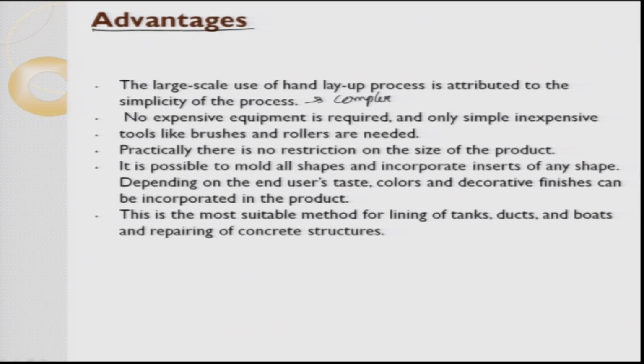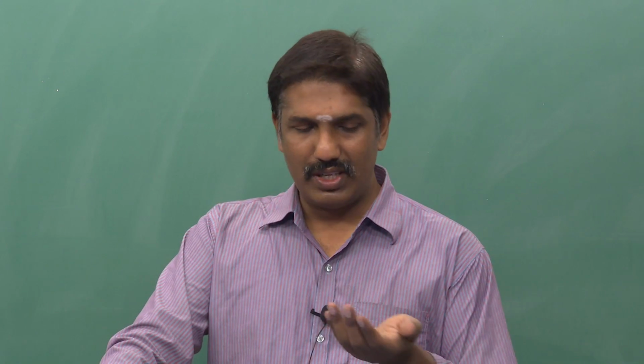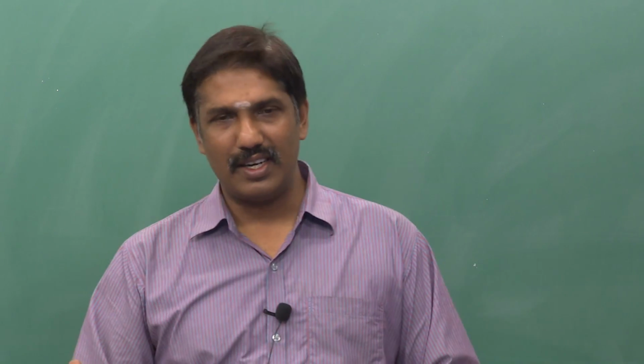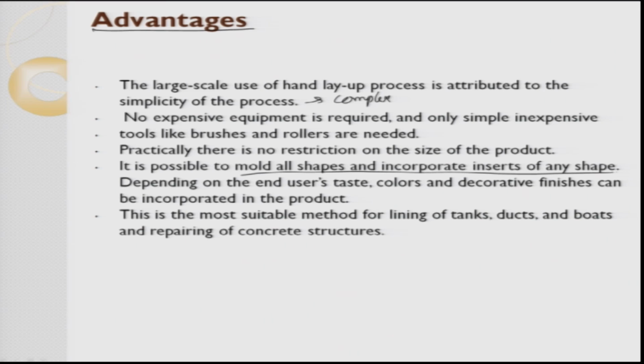It is possible to mold all shapes and incorporate inserts of any shape. This is what I said is the flexibility of the process. If you want in between 4 or 5 layers, you want to keep a metal strip and reinforce the composite once again depending upon your requirements, or if you want to put a mesh, or if I want to put smart sensors to monitor what is going on. For example, in marine applications, the shell of the submarine is made out of composite, and they wanted to do monitoring of the process, what is the heat getting generated very close to the motor. So, they try to embed all these sensors. So, this is possible by this process.